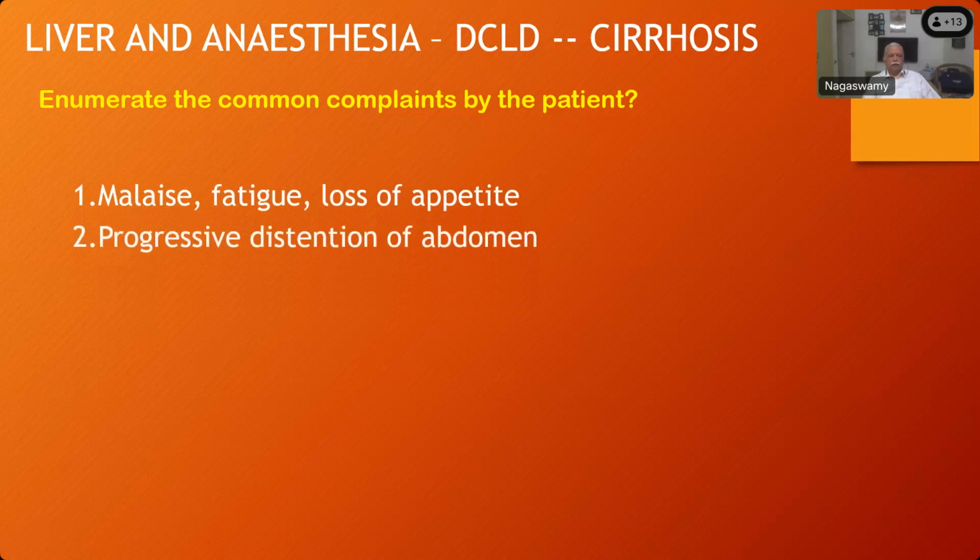Then the patient may say that he has a progressive distension of the abdomen, which you all mentioned. Can you further elaborate? Other than these two, jaundice, sometimes itching over the abdomen. Itching, pruritus. Very good. Pruritus, very good. Headache? Why headache? Due to the jaundice, sir.